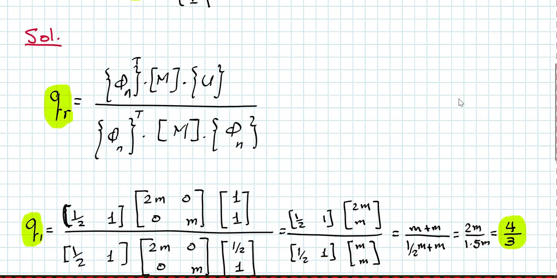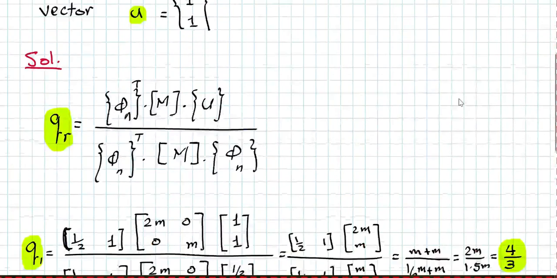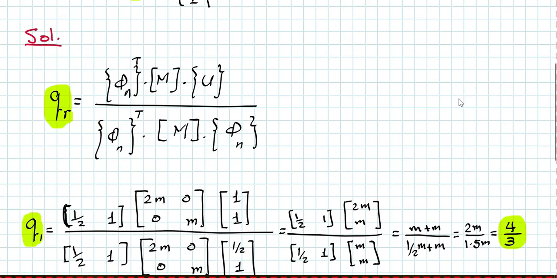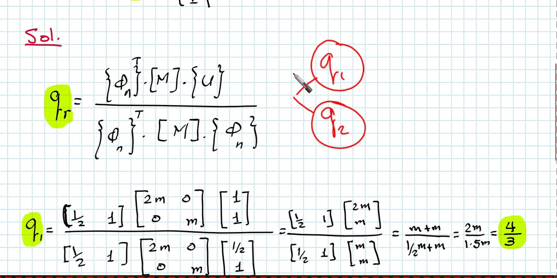The solution. First of all, we're going to look at Qr, and how we can calculate it. How many Qr do we have here? Exactly, we're going to have Q1 and Q2. We have 2 mode shapes, right? So we have Q1 and Q2, and we are going to calculate this Qr 2 times.